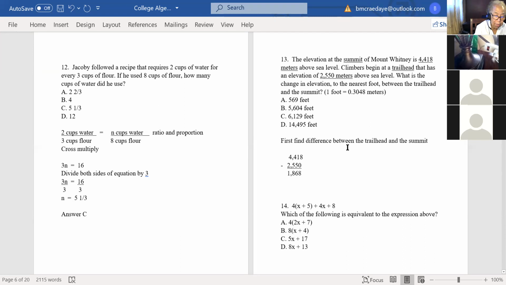1,868. Okay. Then what is your next step? I don't know if it's in feet. That's not in feet, it's in meters. Now we want to convert that to feet. How do we convert? This is in meters, right? You have to divide it. Yeah, that's right. You've got to divide. So that's 1,868 meters, divided by the number of meters in 1 foot, 0.3048.